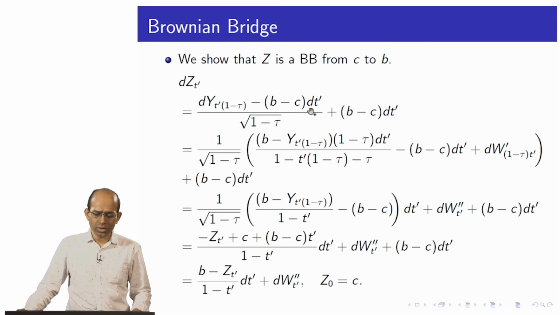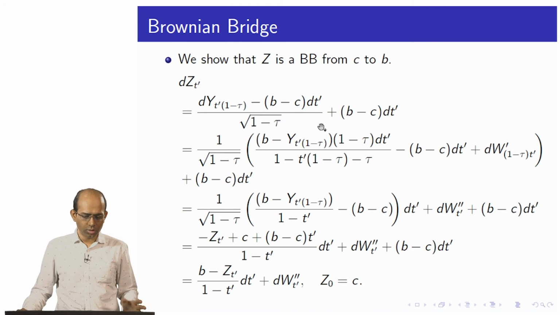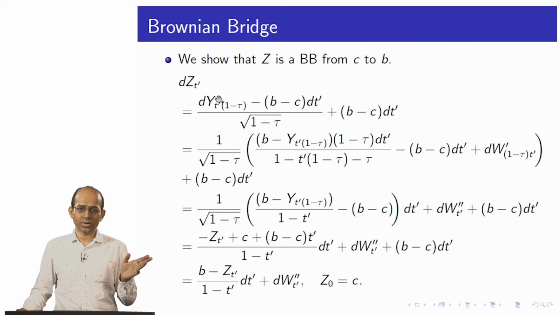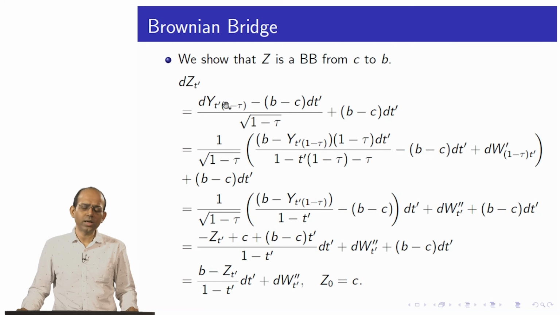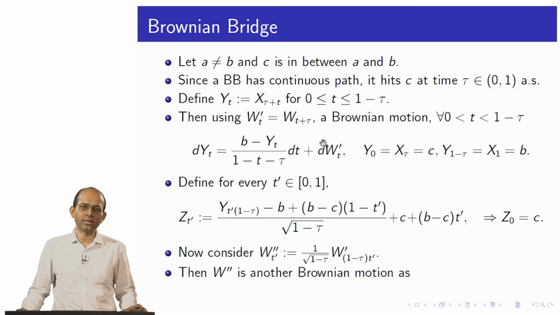From here we do more analysis. We use the formula for the SDE for Y. Y itself satisfies one SDE that we have written here, so we substitute that part. Here, for dY t, we substitute the part on the right hand side.